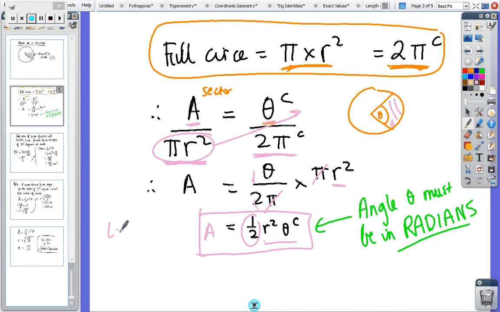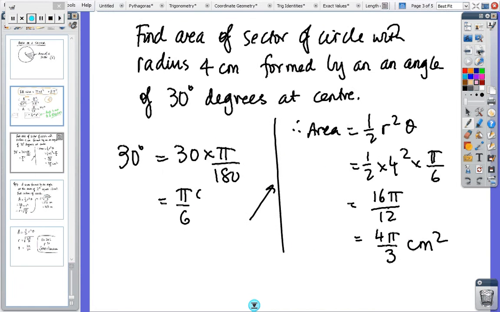And just to remind you that the length of an arc is r theta. The area of a sector is a half r squared theta, where theta is in radians. So let's look at some examples.